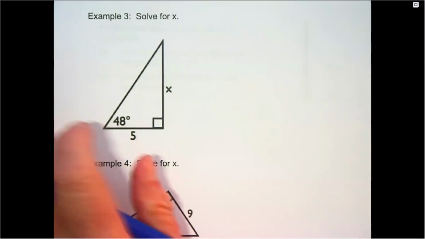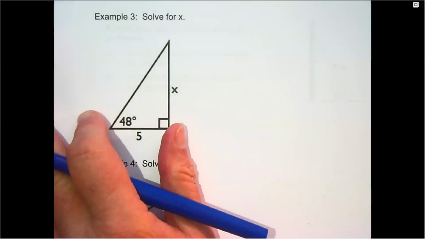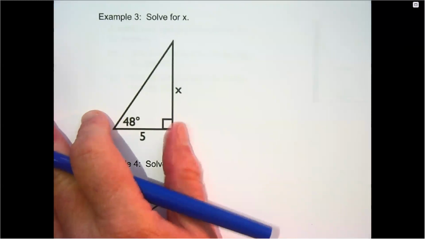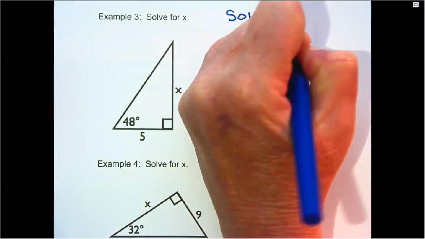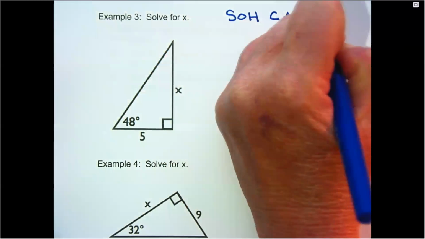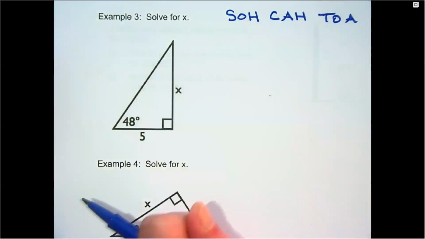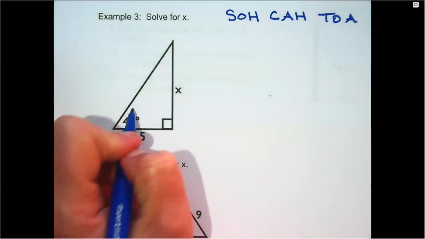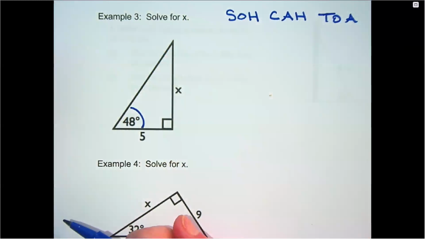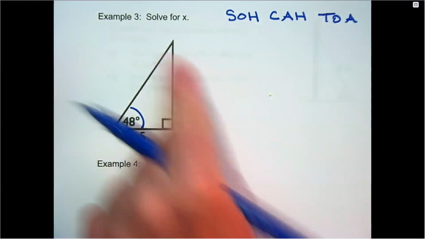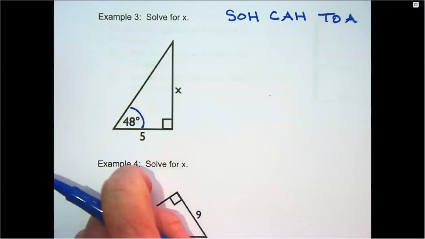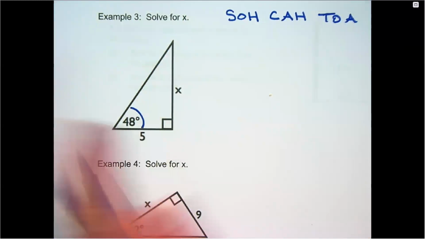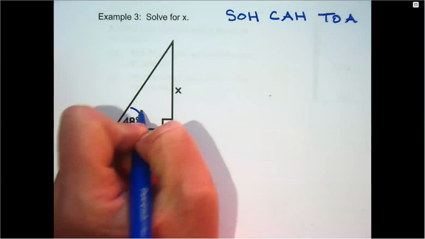Another x problem. Solve for x. So let's look at this picture. I'm going to write up here again SOH CAH TOA. That helps me know what to do. Let's look at this 48 degrees, and I always look for the hypotenuse first because that's the easiest for me to see. There's my picture. There's my hypotenuse. Whoops. I don't know the hypotenuse. Okay. So I got to decide which side is which.